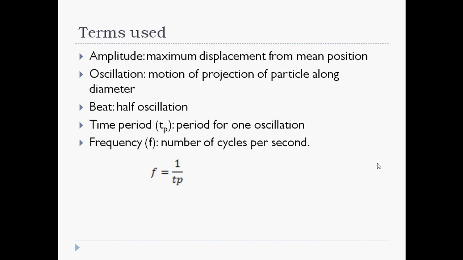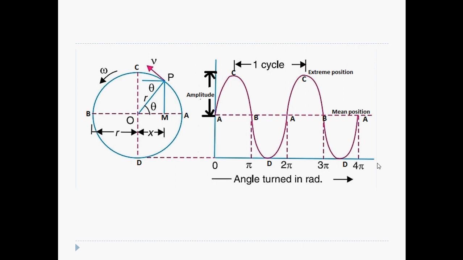So the different terms used are these: amplitude, oscillation, frequency, time period and beat. For explaining that, I will use this figure. Here we are considering a particle P that is moving around a circular path of radius r, at an angular velocity of omega radians per second. The initial position of the particle will be A. If you represent that as a waveform, it will be like this. So at time t equal to 0, the position will be A.